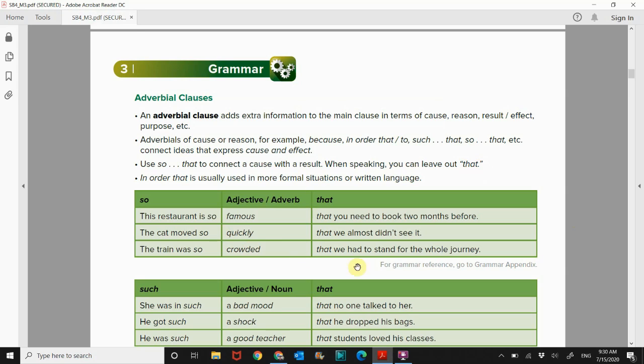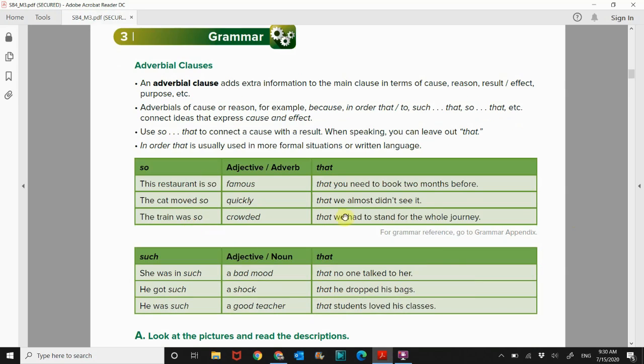So here's some examples to kind of help you with what's going on. The restaurant is so famous that you need to book 2 months before. So the restaurant is so famous, that's the cause. The effect is you need to book 2 months before.